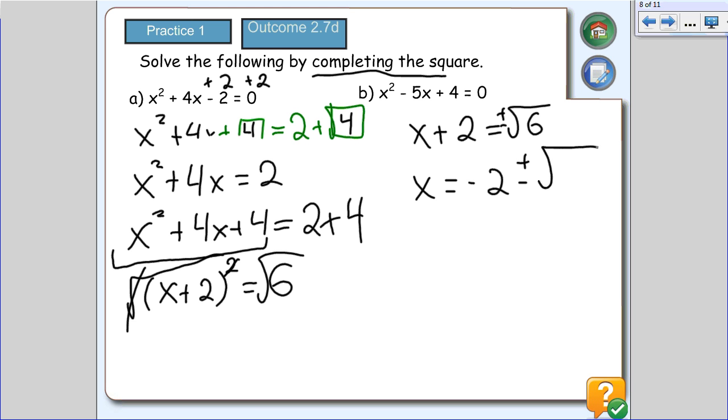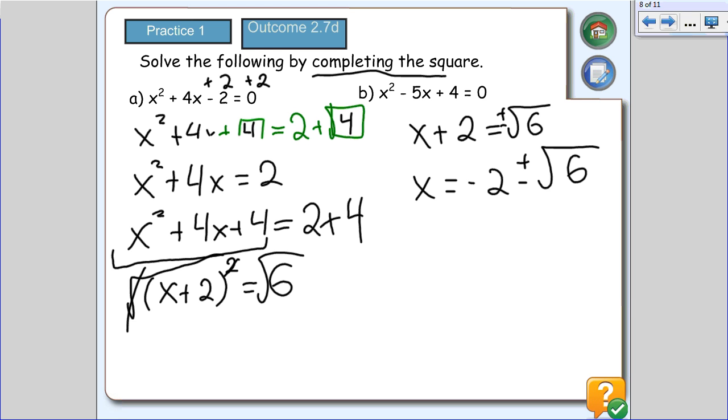That would be your final answer. But there's actually two answers there, right? There's negative 2 plus root 6. And there's negative 2 minus root 6. If you did the quadratic formula, that's exactly what you did. See how similar that looks? Negative b, and then square root of b squared minus 4ac. But then they divided out 2 out of everything.